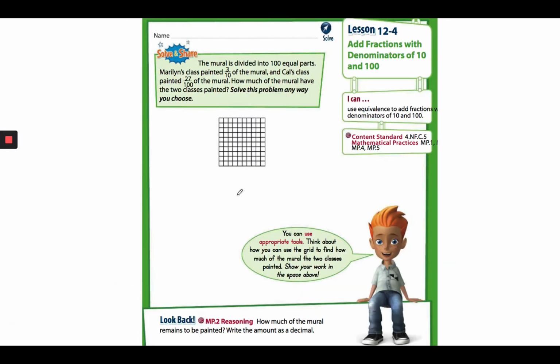So again, we had the 3/10. So I'm going to go 1, 2, 3, and then the 20 right here. So there's 10, 20, and then 1, 2, 3, 4, 5, 6, 7. And so it's 57 hundredths.